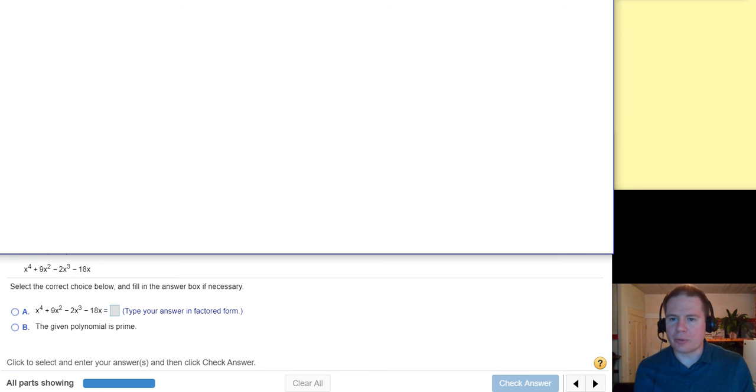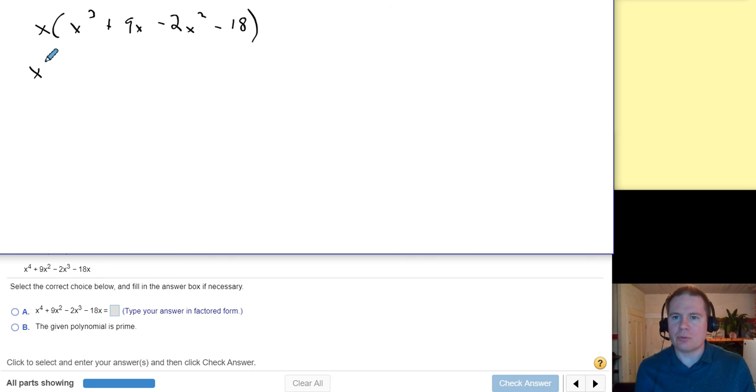Next problem here, factor completely. X to the fourth is a pretty high degree, but they all have an x. Leading coefficient here is just 1, so there's no other common factor. So I'll factor out the x. X cubed, 3 is 1 less than 4, plus 9x, 1 is 1 less than 2, minus 2x squared. Well, that's interesting. I didn't notice this right away. It wasn't in standard form to begin with. It went fourth, second, third, first, out of order.